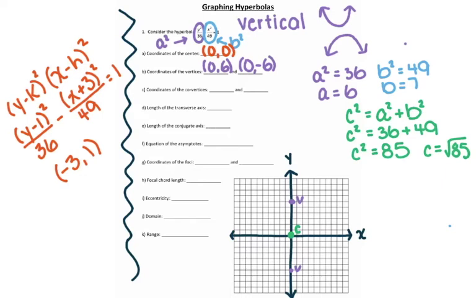Okay, the co-vertices, now we're going to go the other way. So we're going to go horizontally. It's 7, so you're just going to go 7 in each direction.